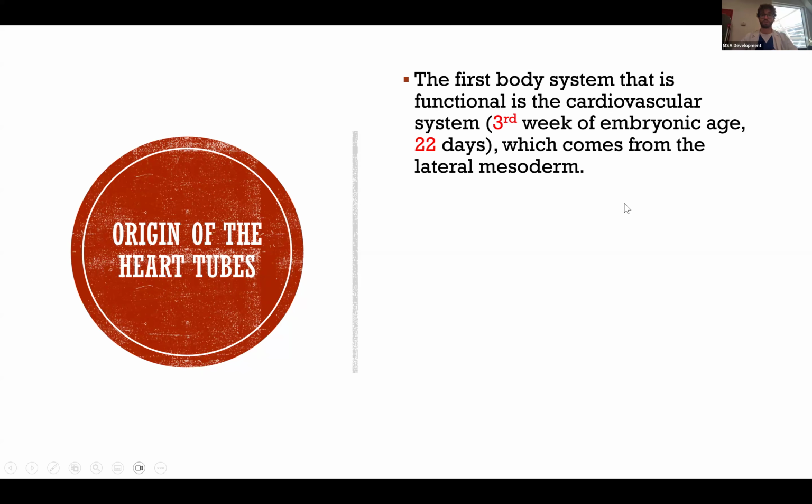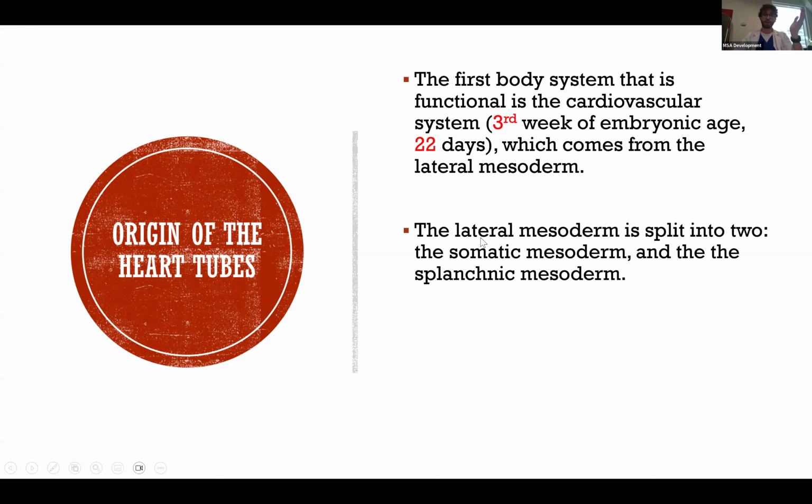So the first body system that is functional is the cardiovascular system. The first organ that starts working in your body is the heart. When does it start working? In the 3rd week, or around 22 days. And as we said, it comes from the lateral mesoderm. And as we said, the lateral mesoderm is split into 2, the somatic mesoderm, which you can feel, and the splanchnic mesoderm, which is autonomic.